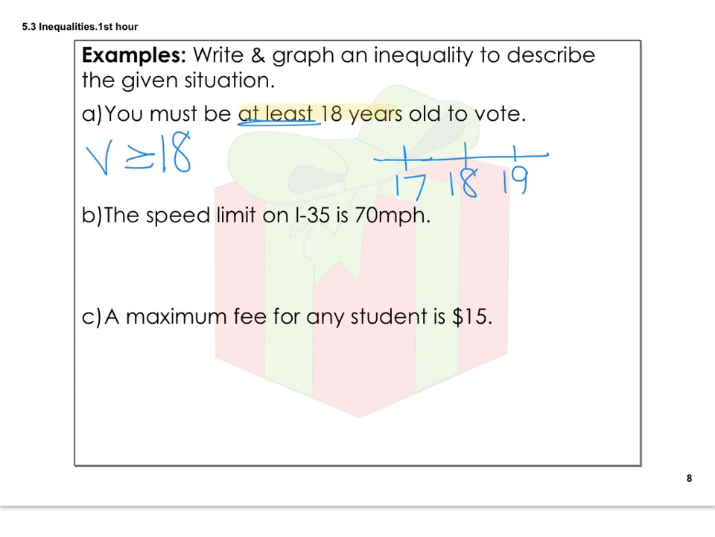Could I be exactly 18 years old to vote? Like if this year, if the elections were on your birthday and you turned 18, could you vote? Yes, you could. Because as long as you are 18, you can vote. So you're going to put a closed circle at 18, and then you would say, well, I have to be older than 18 to be able to vote.